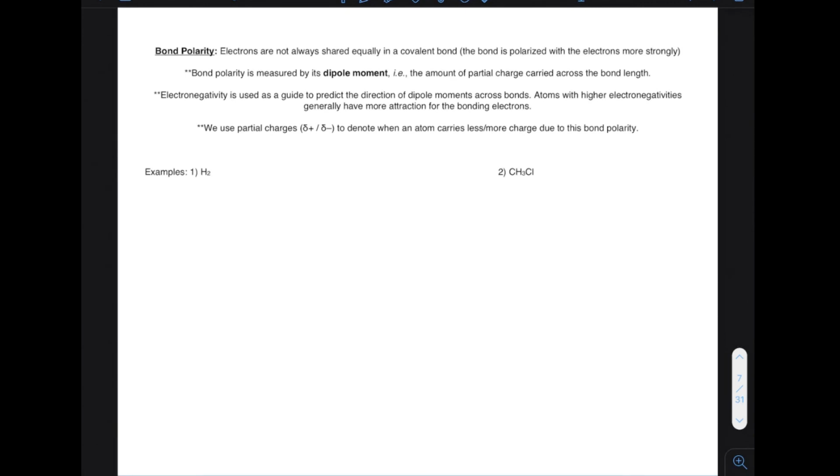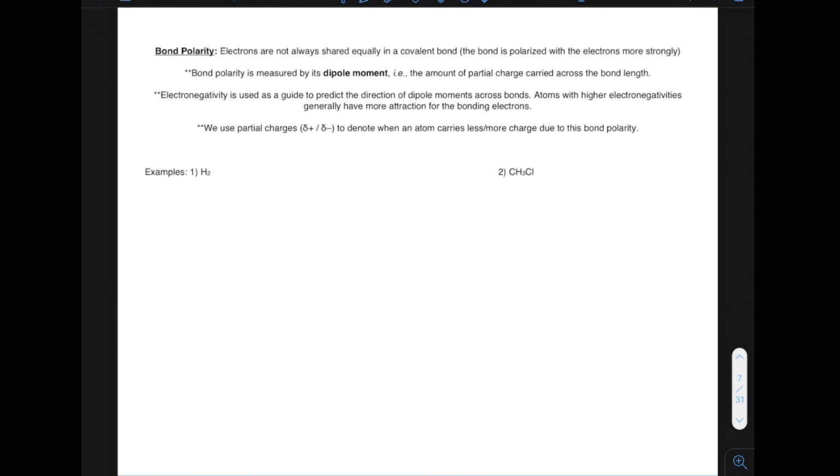So the last thing we're going to talk about here is bond polarity, or dipole moment, which is probably something you've heard a lot in your first semester of general chemistry. Electrons, of course, are not always shared equally in a covalent bond. Typically, the bond is more polarized, with electrons pulled more strongly in one direction depending on how electronegative an atom is. Bond polarity is measured by its dipole moment, the amount of partial charge carried across that bond.